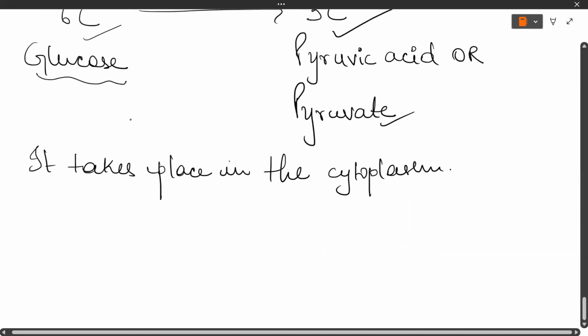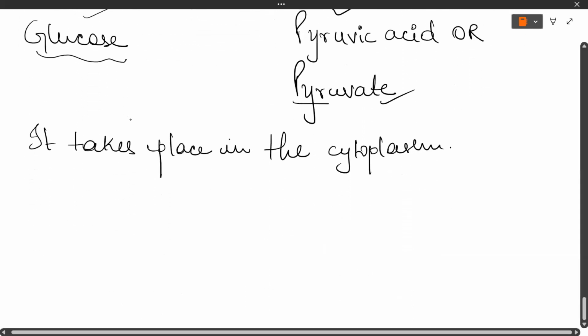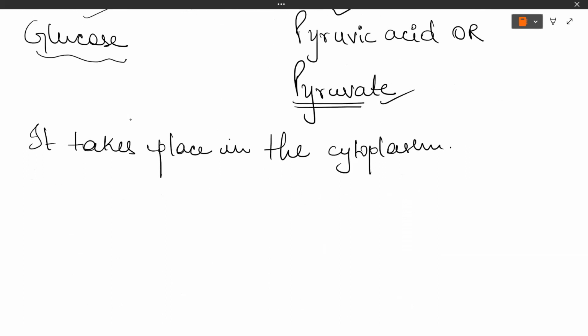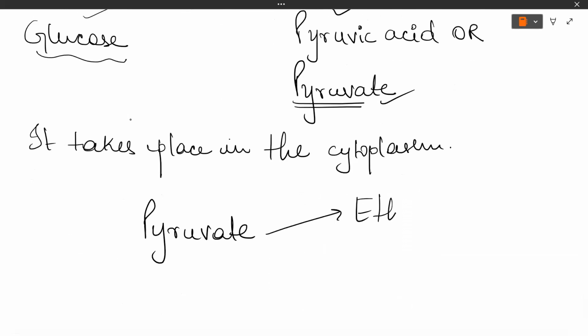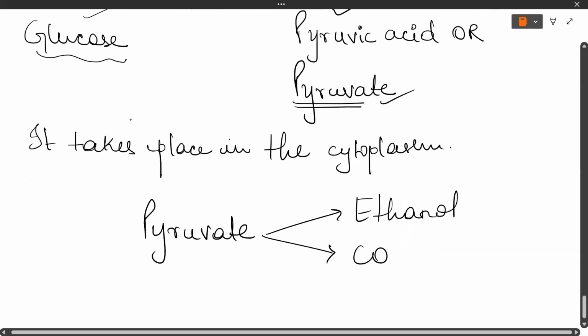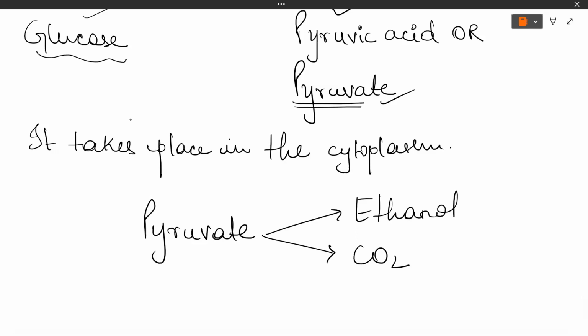Understood? Yes, ma'am. Now this pyruvate, which is formed from glucose, is further converted into ethanol and carbon dioxide. So the pyruvate is used and converted into two molecules: the first is ethanol and the second is carbon dioxide.